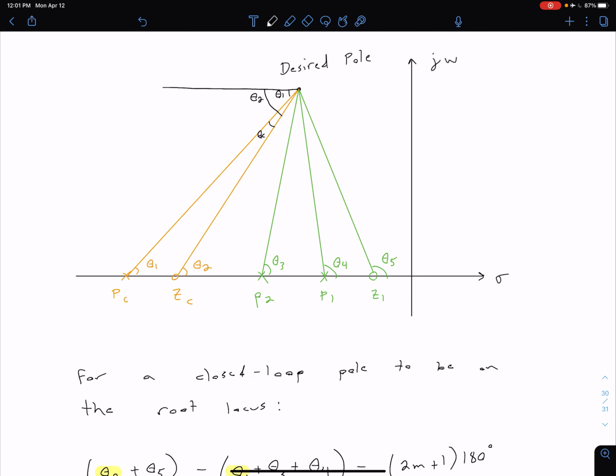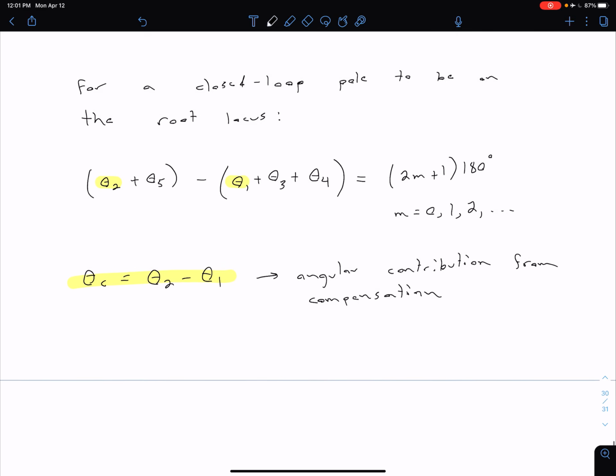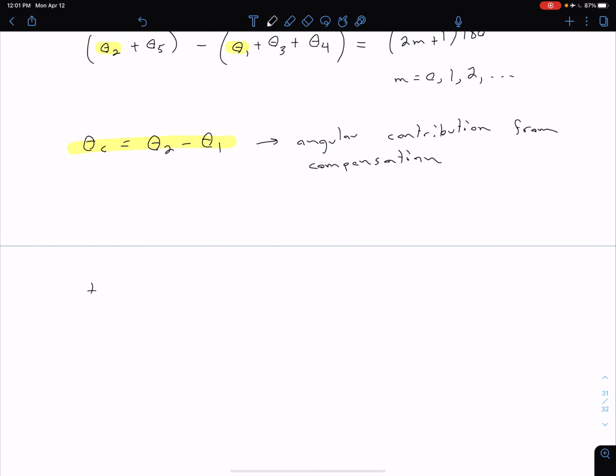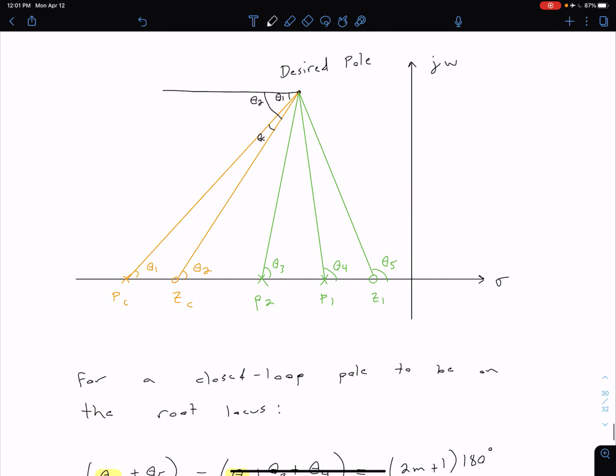And so what that means is that if theta c is really the important factor, because that's what's adjusting our system, then we actually have infinite possibilities for our PC and ZC. So we have infinite possible solutions for a desired theta c by moving our PC and ZC. Basically we can move these two lines around, and as long as we're moving both of these endpoints such that this angle theta c is preserved, that's going to be an acceptable solution. Now, of course, moving those around is going to change other parts of our system.